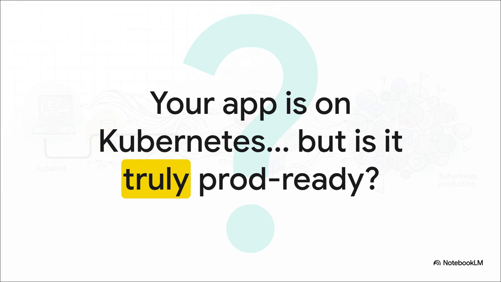So getting your app deployed on Kubernetes, that is a huge milestone. It's awesome, but really, it's just the first step. Because being truly production ready means you also need solid monitoring, a plan for persistent storage, automated scaling, and a real CI/CD pipeline. The journey doesn't end here. In a lot of ways, it's really just getting started.